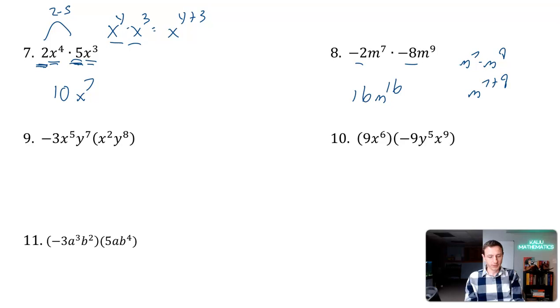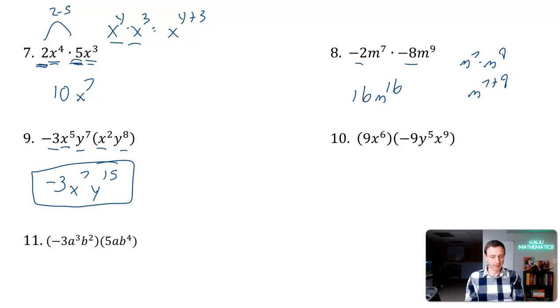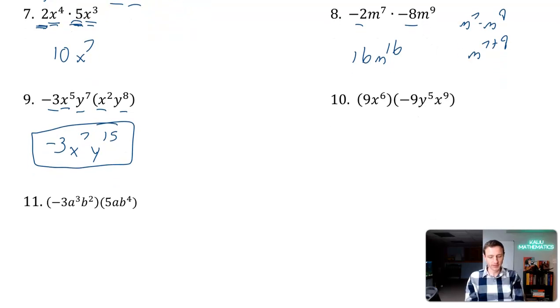Careful here. So this one is just negative 3, and then I don't have any other coefficients because technically the coefficient here would just be a 1. So I'll just leave this as negative 3. And then I have x to the 5th times x to the 2nd. So that's going to be x to the 7th. 5 plus 2 is 7. And then y to the 7th times y to the 8th. That's going to be 7 plus 8, which is 15. So that ends up being negative 3 x to the 7th, y to the 15th.